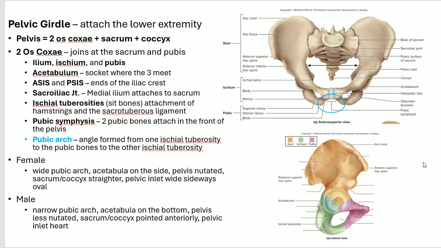All right, pelvic girdle. So here, pelvic girdle attaches the lower extremities. So the pelvis is made up of 2 os coxa, a sacrum, and a coccyx that make a complete circle. So this is an os coxa. This is an os coxa. This is a sacrum. That's a coccyx, right? Our 2 os coxa join at the sacrum and the pubis. So they join at the sacrum here, and then they join at the pubis here. So that's one os coxa, and that's the other one.